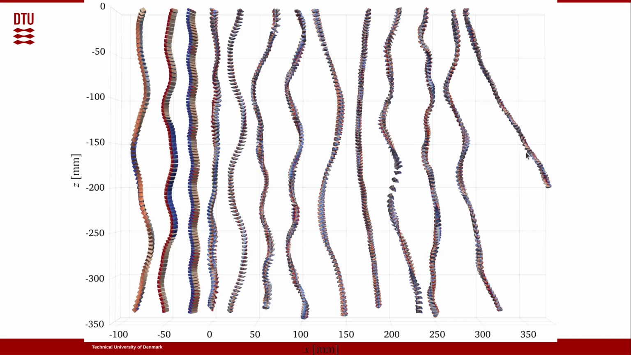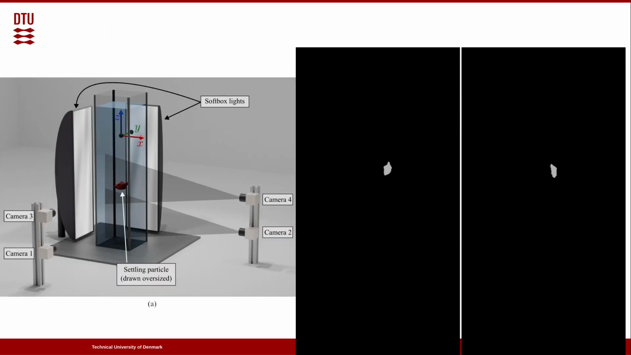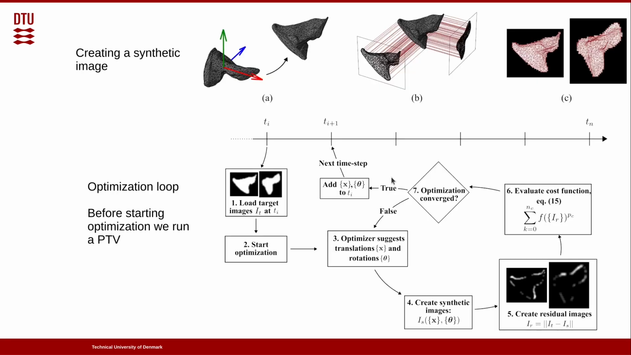So how do we do this? That's basically what's important for you to understand. We have this setup, and now just assume we have camera 1 and 2 here. They film the particle against this strong backlight, and then after background subtraction we get an image like this, one for camera 1, one for camera 2. These we call the target images. Now the whole game of the algorithm is to create synthetic images that match up with the target image.